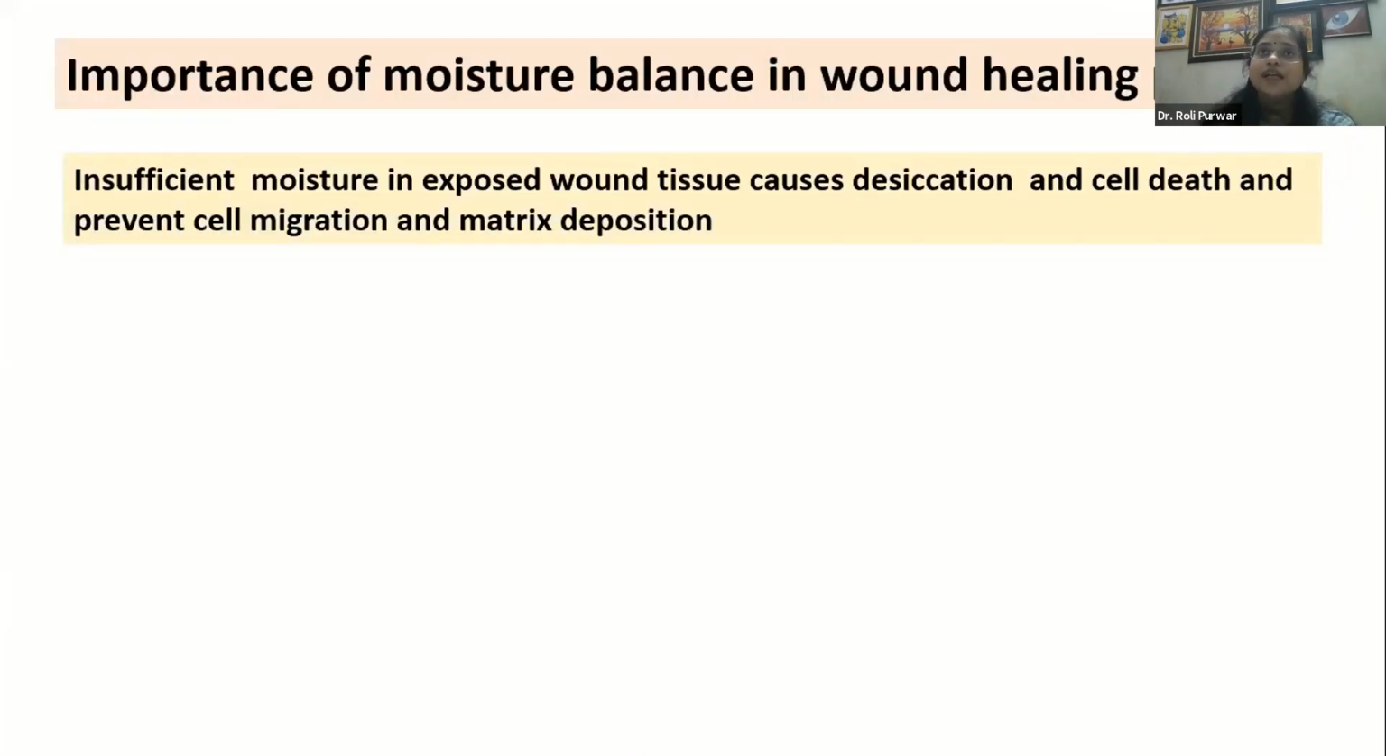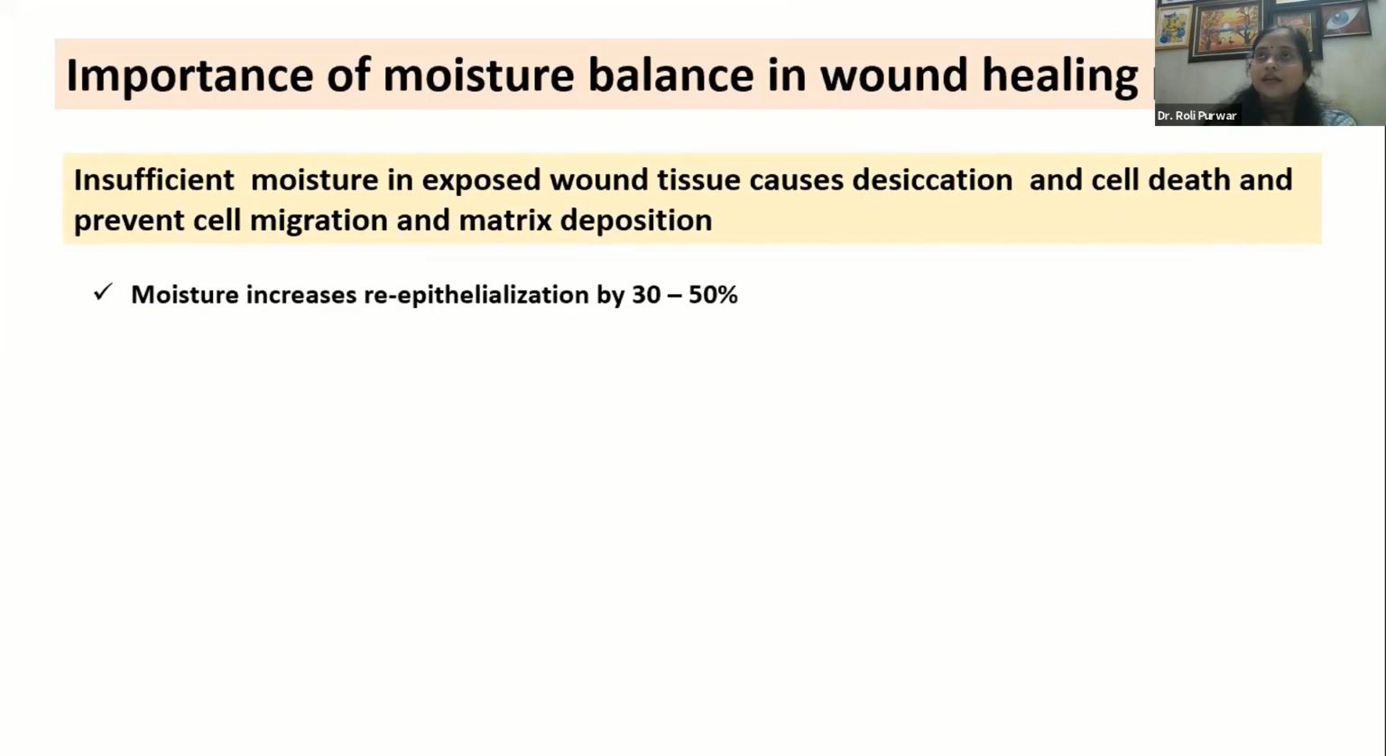Now, how much moisture is required? There is a balance required for moisture in the wound healing process. Insufficient moisture exposes wound tissue, causes desiccation and cell death, and prevents cell migration and matrix deposition.